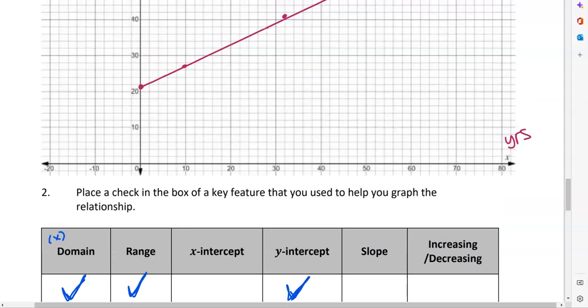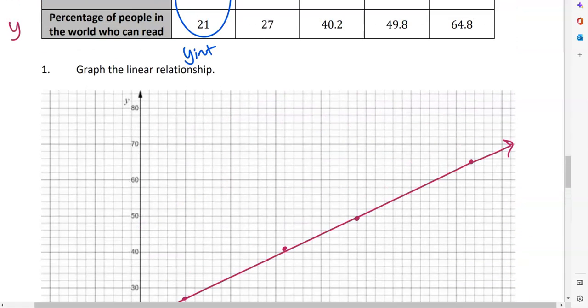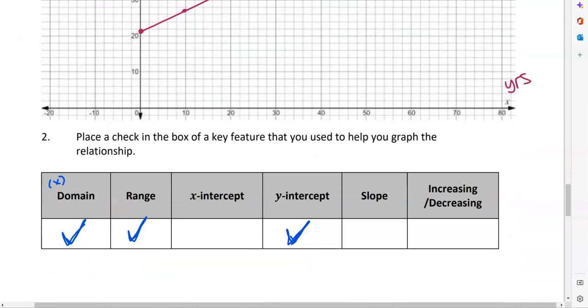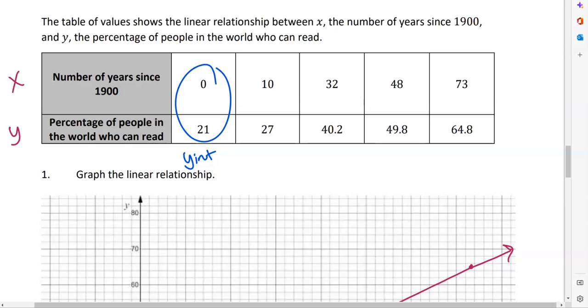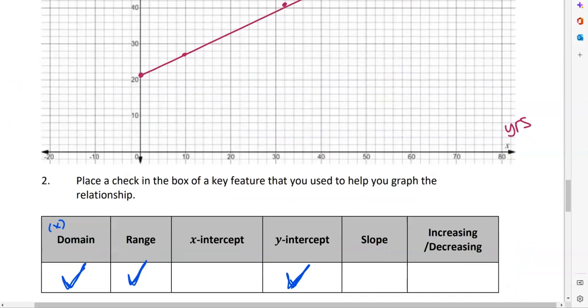Did we use a slope? I mean, they didn't tell us what the slope was. I guess we could have found it. If we wanted to, we could have used the slope, but we just plotted points. And then increasing or decreasing, we could look at the table and see that they are going up. So my graph should be going up. So I would definitely check this off. I wouldn't check off slope just because we didn't specifically find it. Does that make sense? If we would have found slope, I could check this box off. But we did not technically use slope to graph this line.